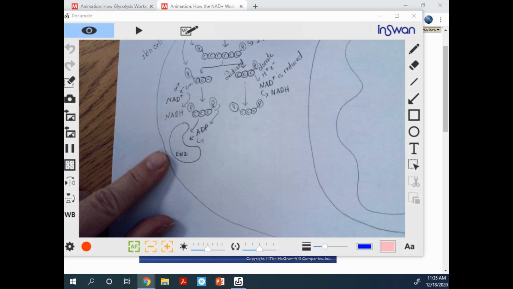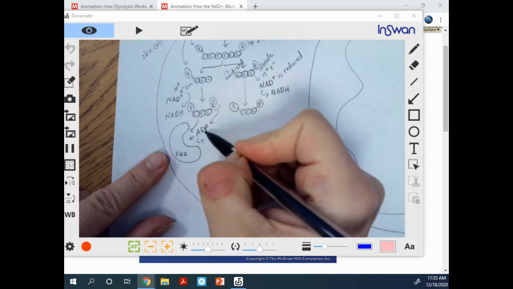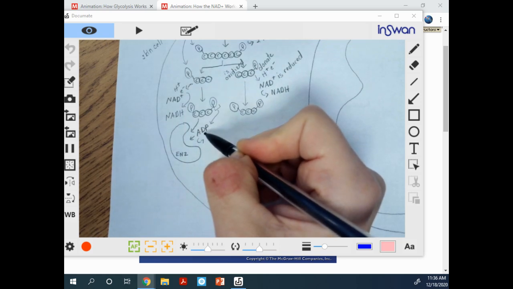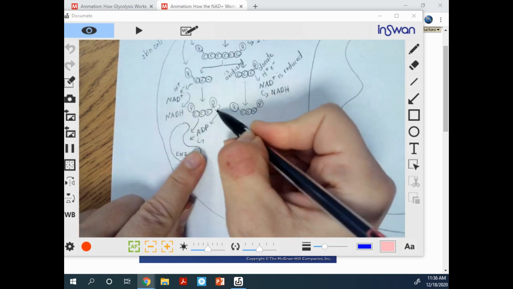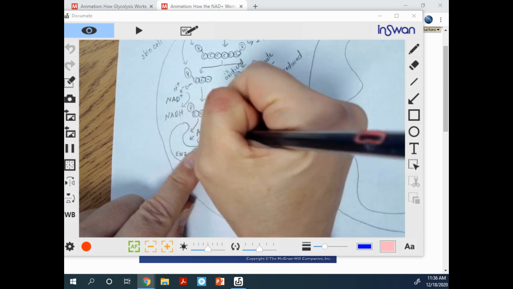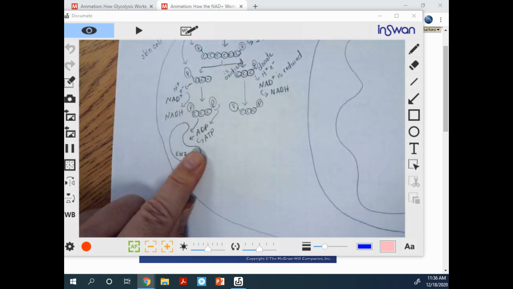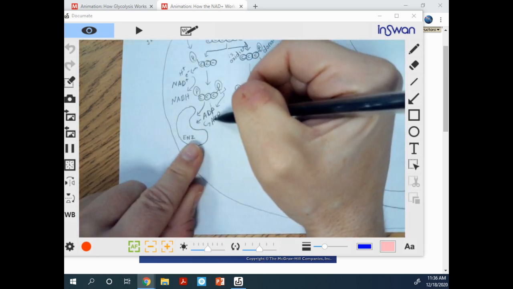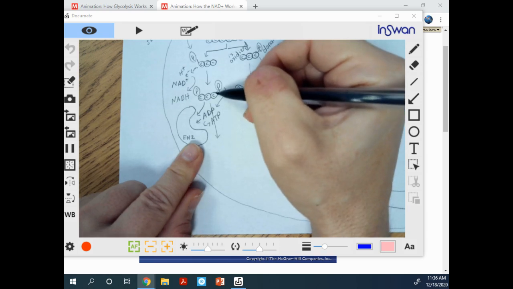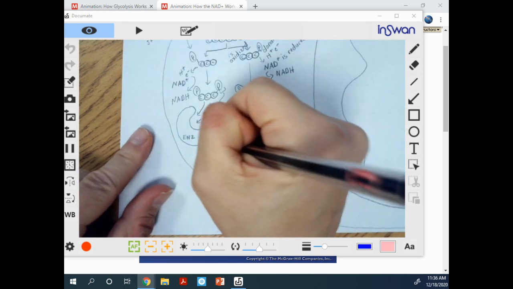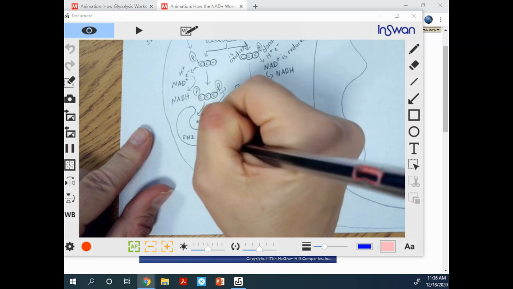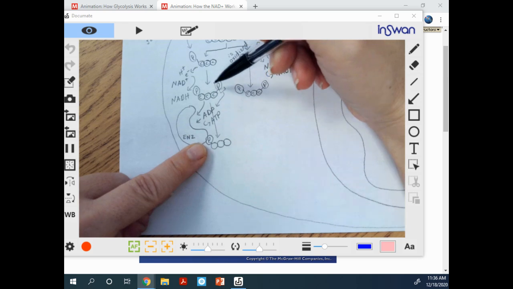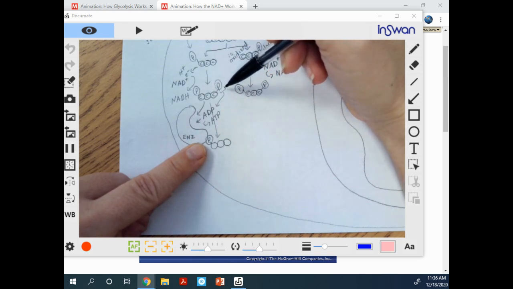So now how many phosphates would I have on there? 3. Does it make sense? Because ADP is 2 phosphates. You add another one. Now I have ATP. Yay, we made 1 molecule of ATP. And let's just see if this makes sense. This intermediate is going to look exactly the same. It just is going to be missing that phosphate. It's still going to have the phosphate on this side, but the phosphate on the other side is gone. Okay?